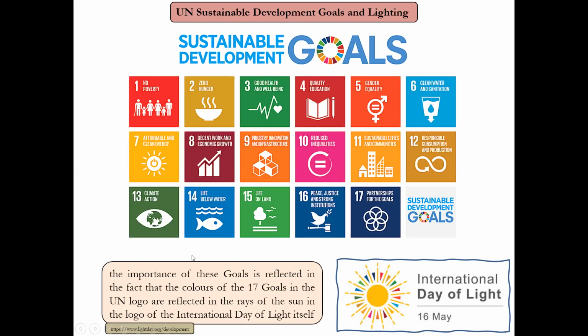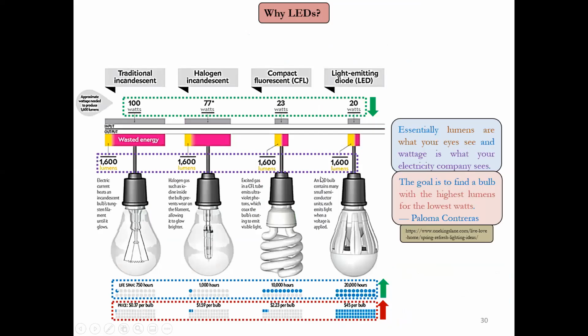All these goals are met by light-emitting diodes in one way or the other. For example, if you are talking about hunger, this is about agriculture; health and well-being, we just talked about. When we talk about quality education, it is lighting in the education field; gender equality in the field of photonics or lighting, and so on, clean water. So all these development goals are met one way or the other by light-emitting diodes.